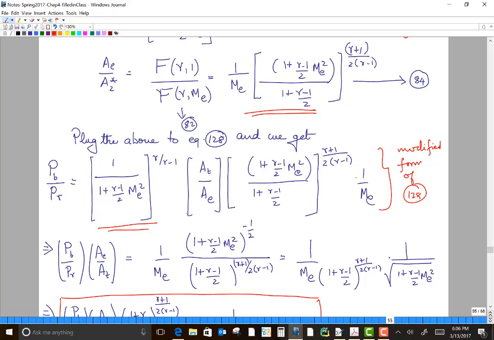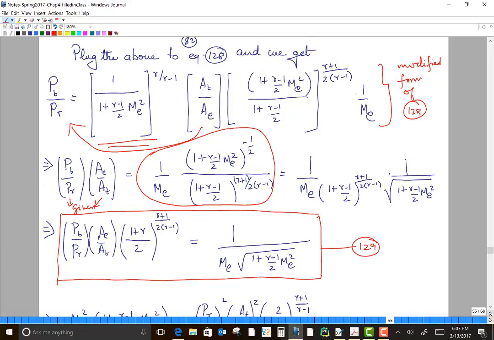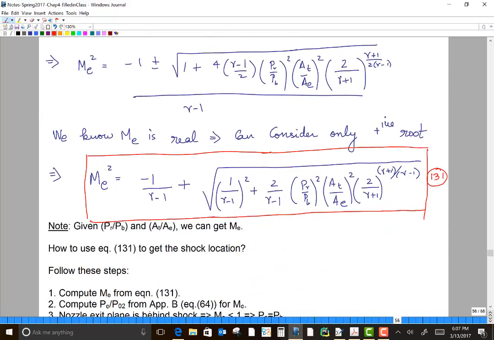So my PB by PR is nothing but some function of ME and gamma times AT by AE. I can bring that AE by AT to the left hand side, so it's going to be PB by PR times AE by AT, and the right hand side is going to be purely a function of ME and gamma. The left hand side is known; this is given, and this is also given. The right hand side is a function of ME, and ME is what you're trying to solve for. So you can write an equation for ME in terms of known quantities. This is equation 129, and if you square it, it turns out to be a quadratic in ME squared, which you can solve easily, and this is the final solution for ME.